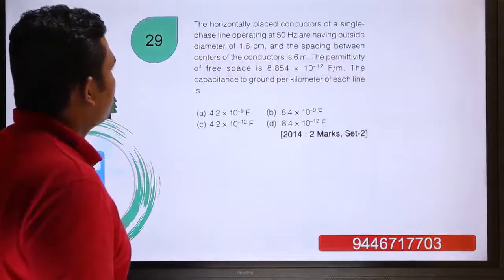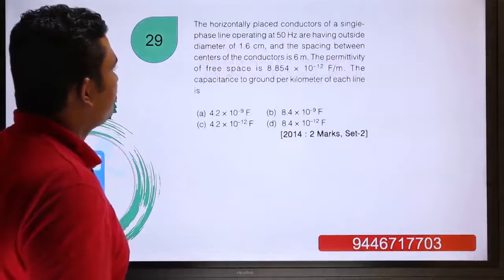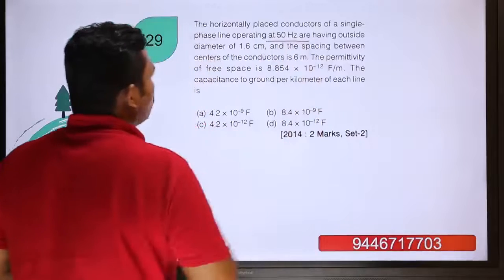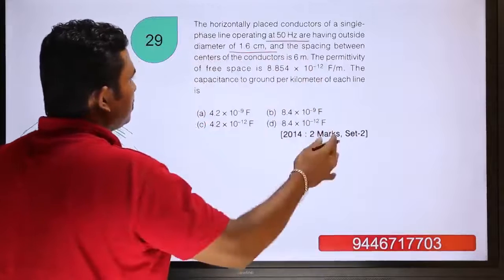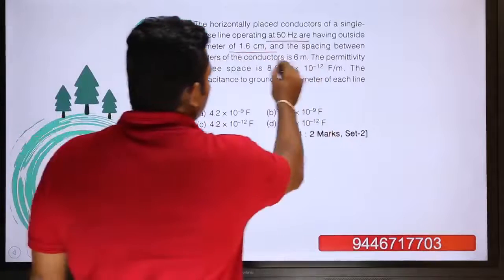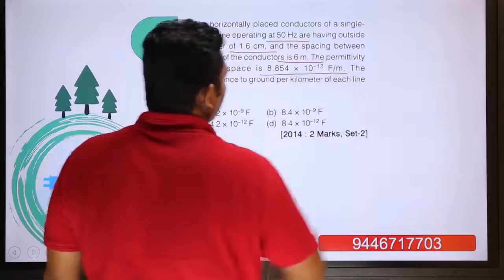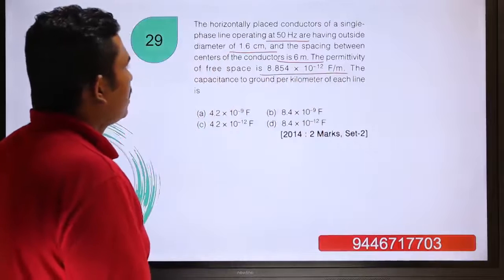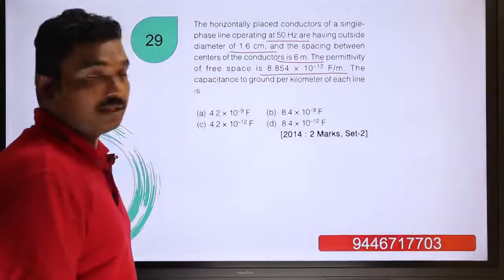Moving into question number 29. The horizontally placed conductors of a single phase line operating at 50 Hz have an outside diameter of 1.6 centimeters and spacing between the centers of the conductors of 6 meters. The permittivity epsilon of free space is given as 8.854 into 10 raised to minus 12 farad per meter. The capacitance to ground per kilometer of each line is.